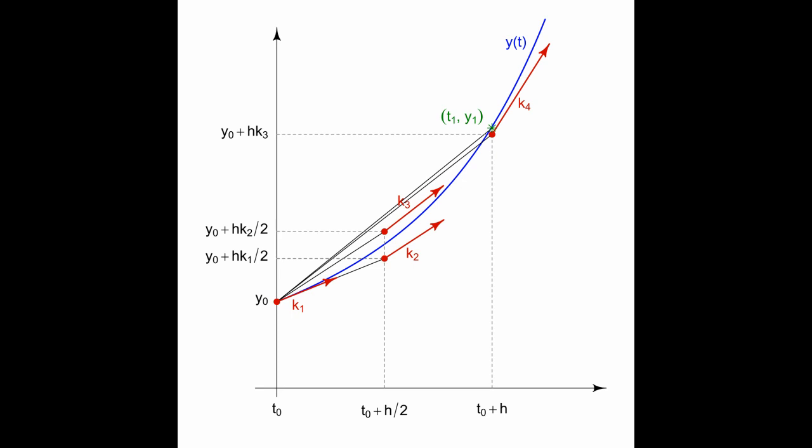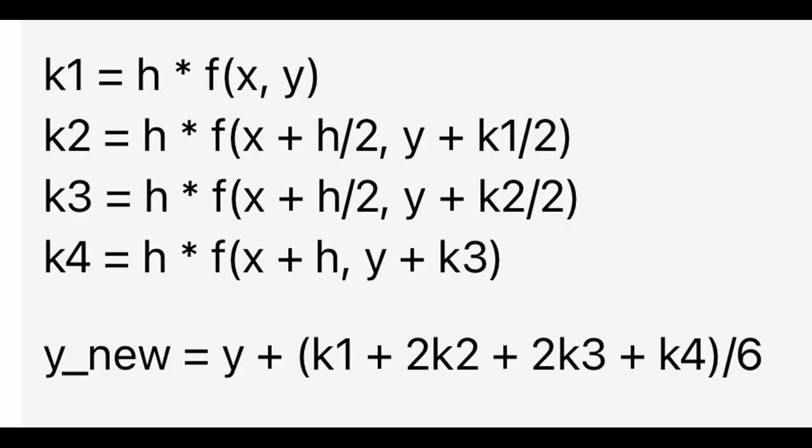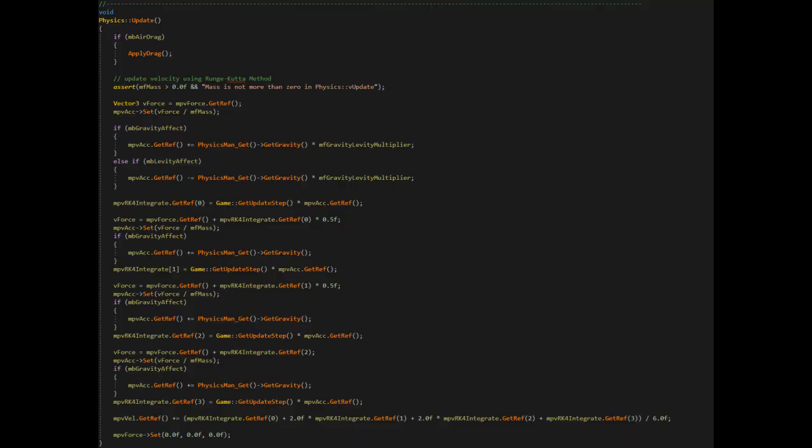This image shows an example of the 4 sample slopes to approximate the positions along a curve that represents the accurate update interval. The equations to calculate the slopes are as follows. Finally, we reset the force to 0 in preparation for the next frame.